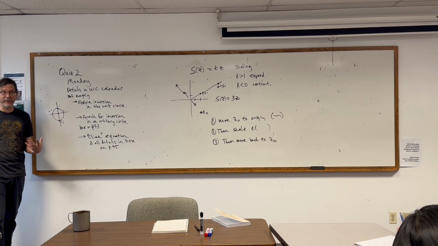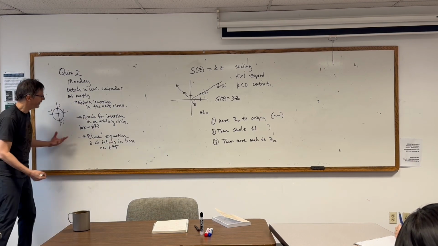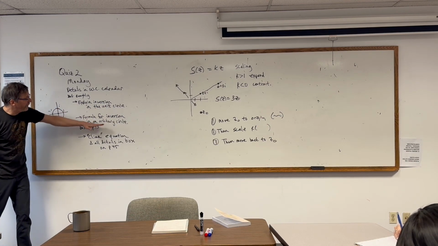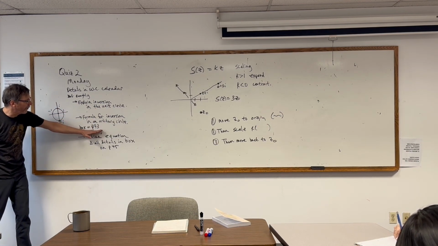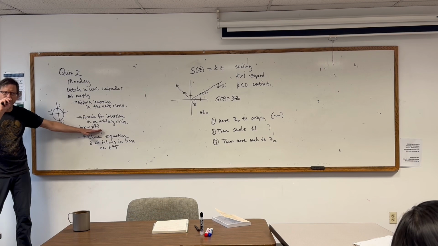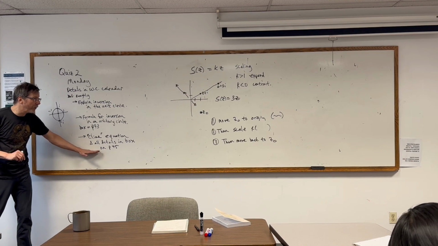I know that sounds terrifying. It actually would be terrifying for me to be a tutor for this class. But include all the details. So this one here, formula for inversion in an arbitrary circle. That's just a formula, but what do the little pieces stand for? Right, so know that statement well, and then know this one here.